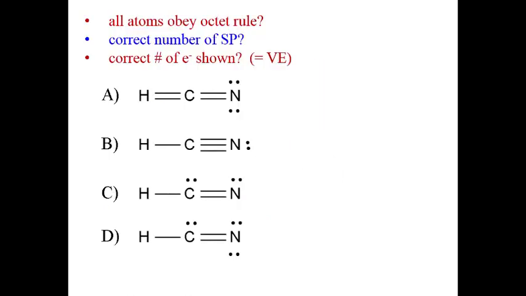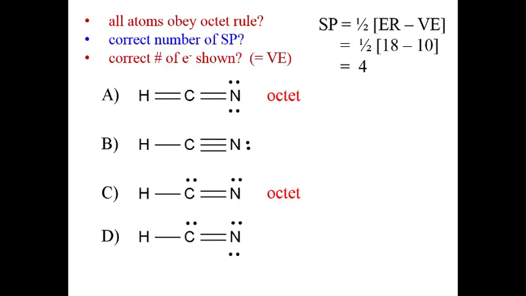Take a look at these 4 structures for hydrogen cyanide and see if you can find things wrong about them. First, do any violate the octet rule? In A, the hydrogen is shown with a double bond, so that is not a good structure. In C, the nitrogen at the right has only 6 electrons around it, so A and C would not be good quality structures. Using the shared pair formula, the structure should show 4 shared pairs. A and B have 4 shared pairs, but C and D do not, so they would not be good quality structures by the shared pair rule.